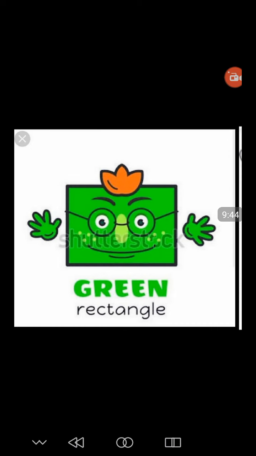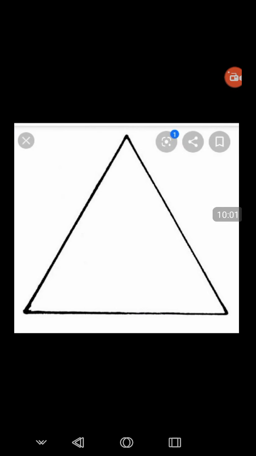Now, after this, parents, you give your wards sheets of paper. On those sheets, you draw different shapes like circle shape, square shape, rectangle shape and triangle shape. Okay, and after that you tell him or her to draw these shapes. Firstly, draw in small size, and after that draw the same in bigger size.